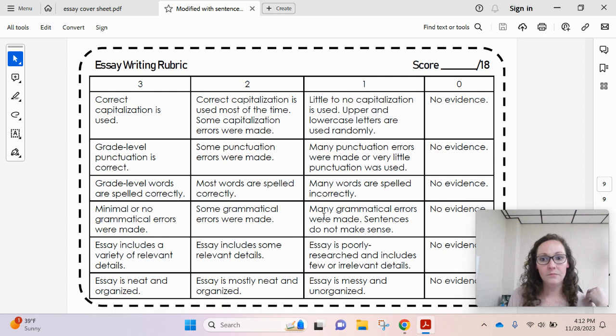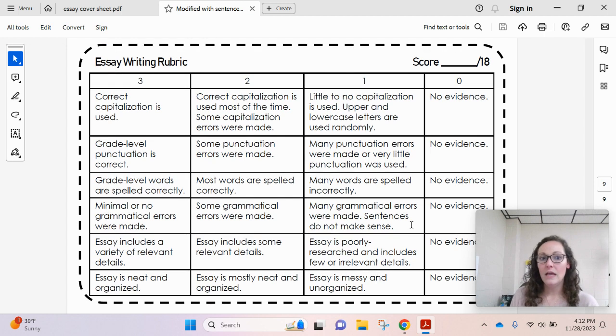Now, at the bottom, it explains to you exactly what I was trying to say with the 3, 2, 1, 0. 0 means I never did it. There's no evidence that I ever did it. A 3 is what you really want to strive for because that means I did it all of the time. It is definitely correct. A 2 is I did most of the time. And a 1 is I didn't do it very well at all. I did it, but I just didn't do it very well. Or I didn't do it many times.